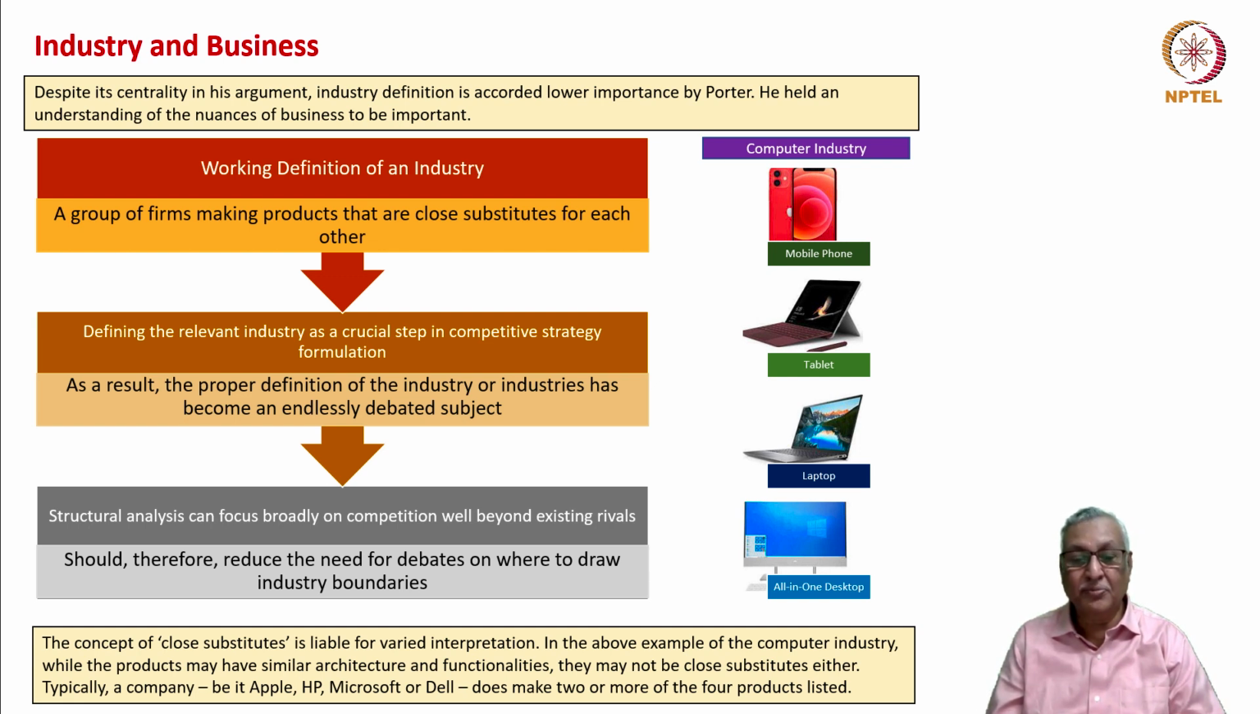In the above example of the computer industry, while the products may have similar technical architecture and user functionalities, they may not be close substitutes either. Typically, a company, be it Apple, HP, Microsoft, or Dell, does make 2 or more of the 4 products listed, but not necessarily all of these things together. For example, Microsoft didn't make mobile phones until recently, but the evolution of the industry and the integration of the adjacencies in the mainstream industry enable companies to take strides towards broader definition of industry and acceptance of several other products within the industry ambit.